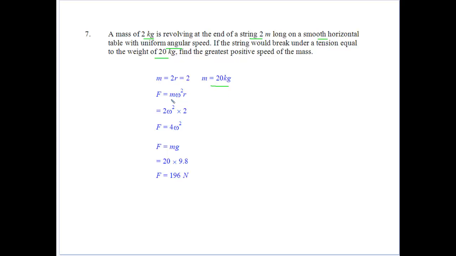What we're looking at here is the mass of 2 times omega squared times 2. So mass is 2, r is 2. Separating those, the force must be equal to 4 lots of omega squared. And we know the force must be equal to mass times gravity, so the force would be equal to 196 newtons. So that's what we're looking at with that question.